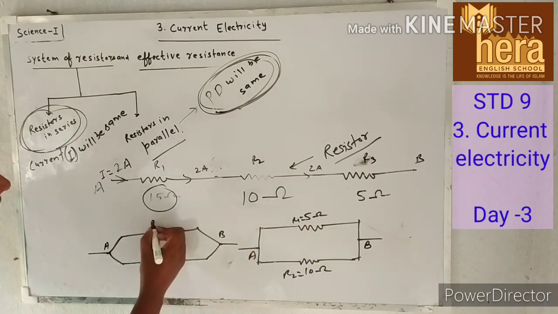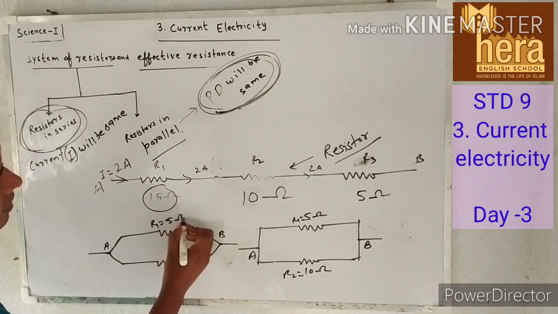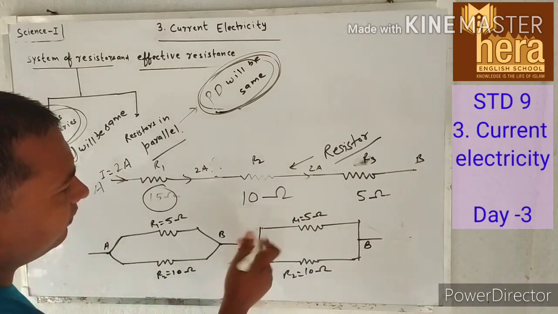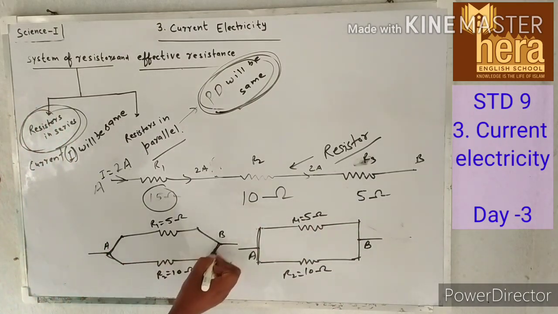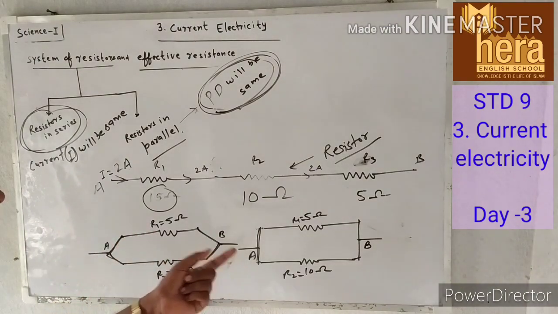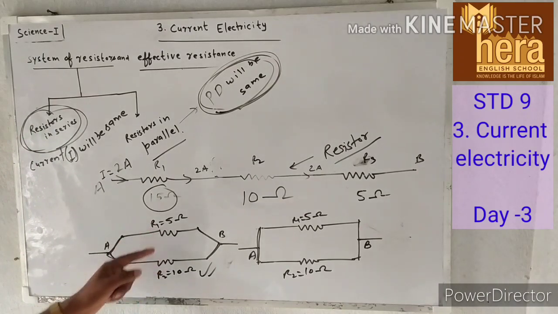Again this is R1 having resistance 5 ohm. This is R2 having resistance 10 ohm. Both are the same, because this is the wire. It looks attractive, that's why I prefer this. So this is the parallel combination.